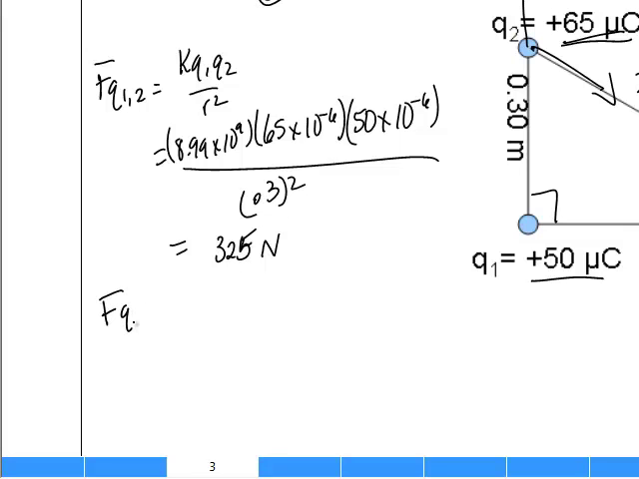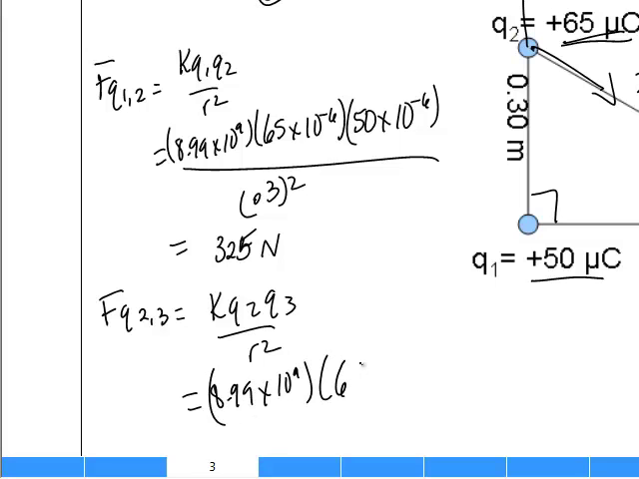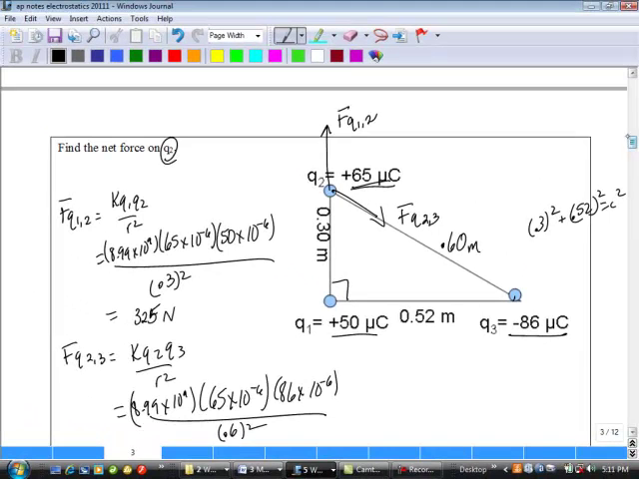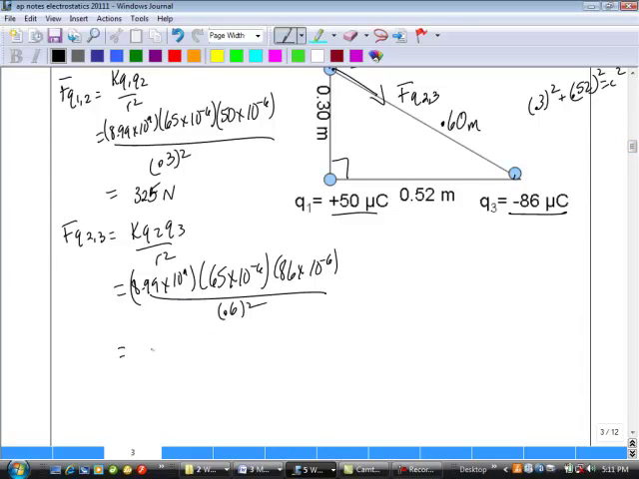Do the same thing for the force between Q2 and Q3. And so again, I'll have 8.99 times 10 to the 9th times 65 times 10 to the minus 6th times 86 times 10 to the minus 6th over 0.6. Don't forget to square that value. And again, as I plug into the calculator, I really should have some cheesy jokes to tell you, but I don't. So here we go. When I do the math, I get this force to be 140 newtons.